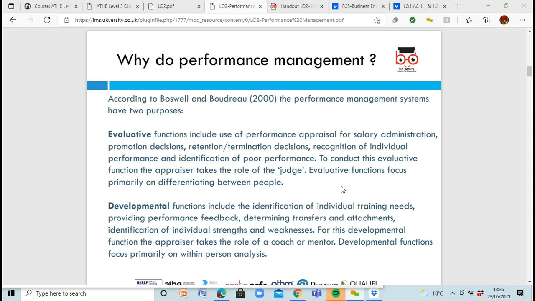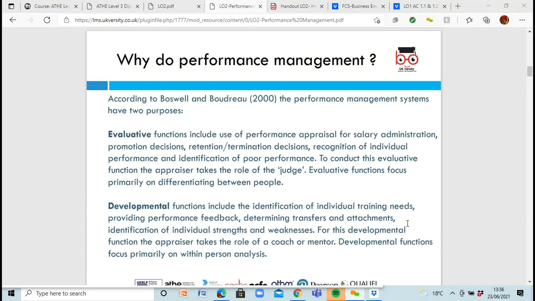So developmental functions include the identification of individual training needs. They're looking at you, seeing there's one person here, there's Dave over there, and there's Margaret over there. Let's see what sort of training they need. They'll observe them, look at their performance, look at what sort of feedback they're getting, what their performance is against the standards, and then see what sort of training this person might need. They look at the strengths and the weaknesses and they'll work from there.